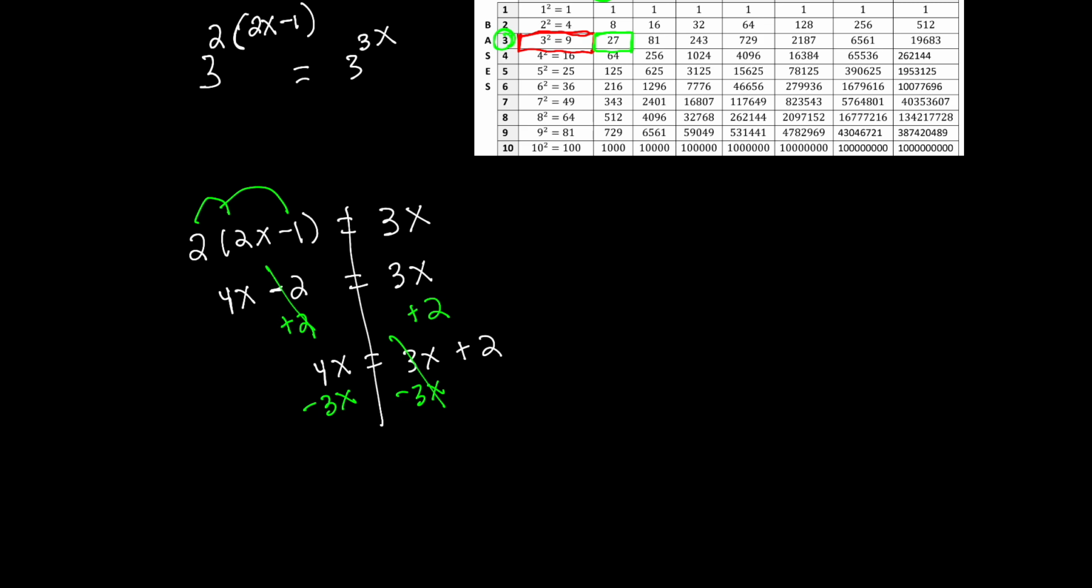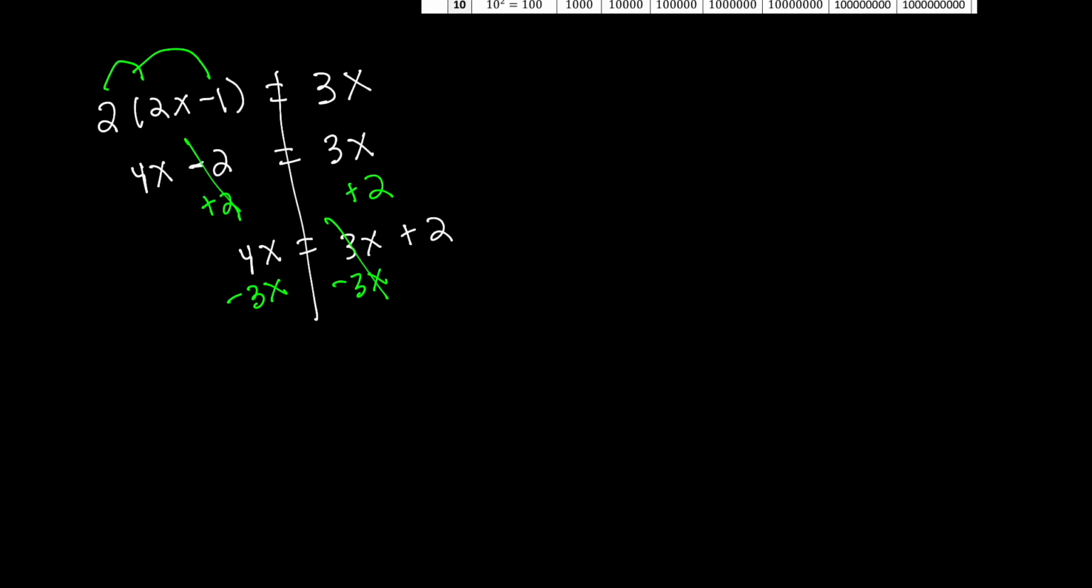And on the right-hand side, the x's cancel out. On the left-hand side, 4x minus 3x is just x. And my result is 2. So x is equal to 2.